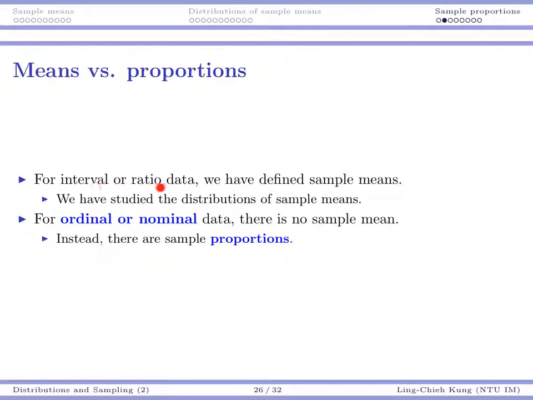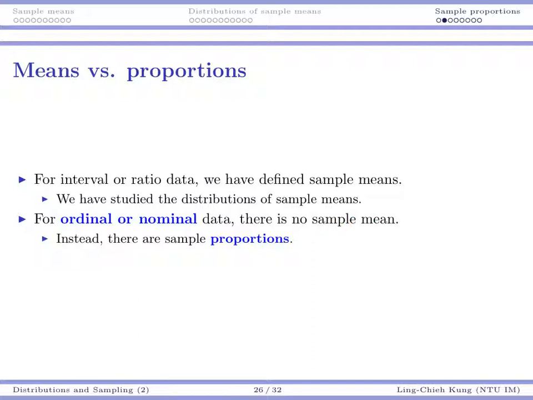For interval or ratio data, or we say quantitative data, we have defined simple means because we can do the calculations, we can do the arithmetic of the average. And we know the distribution of simple means. What if we have ordinal or nominal data? Then things would become more complicated or more difficult because there is no such thing as simple mean.